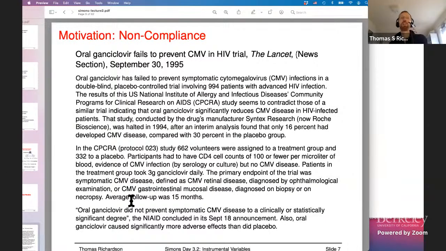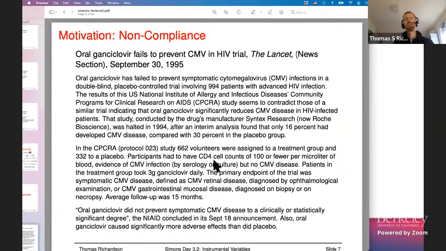You don't need to read all of it, but it's there to provide the gritty realism. This is an announcement of the result of a drug trial, in the Lancet. The conclusion was that this drug, oral ganciclovir, failed to prevent symptomatic cytomegalovirus infections in a double-blind placebo-controlled trial. This seems to contradict those of a similar trial, indicating that it did reduce this disease. That study was conducted in parallel and earlier to the study being reported here.